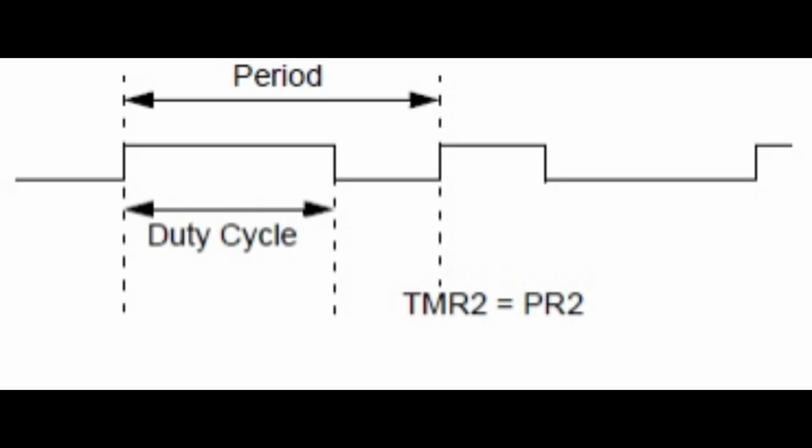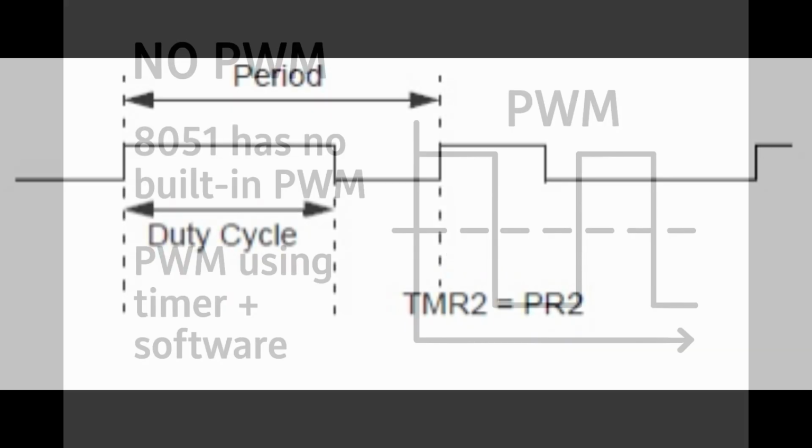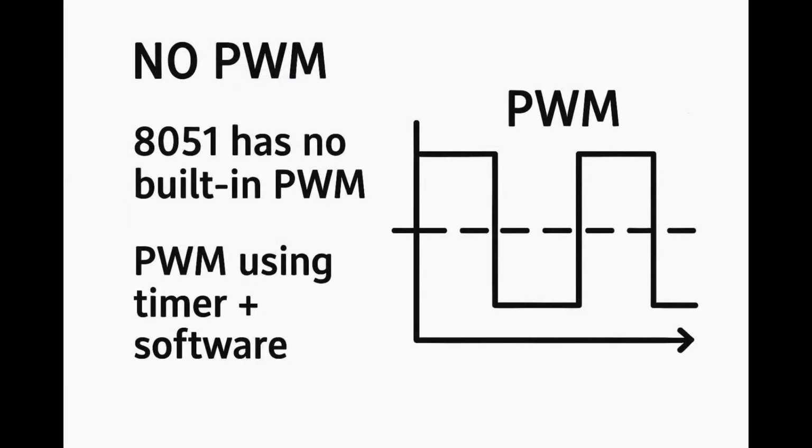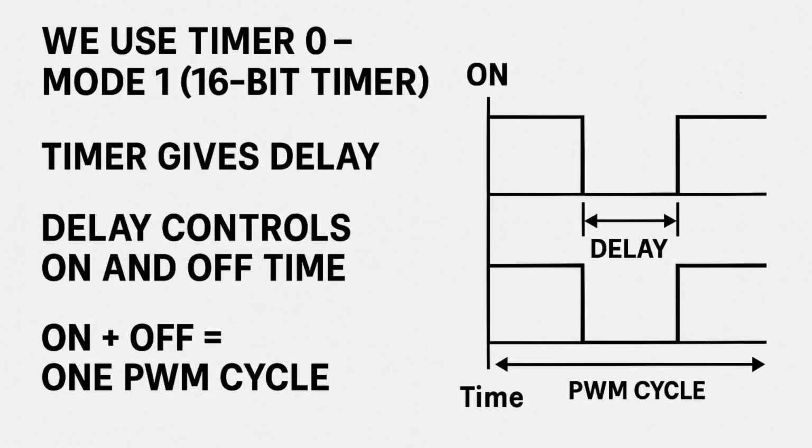Why does 8051 have no PWM? 8051 does not have built-in PWM. So we create PWM using timer plus software. Timer used: we use timer 0, mode 1, 16-bit timer. Timer gives delay. Delay controls on and off time. On plus off equals 1 PWM cycle.